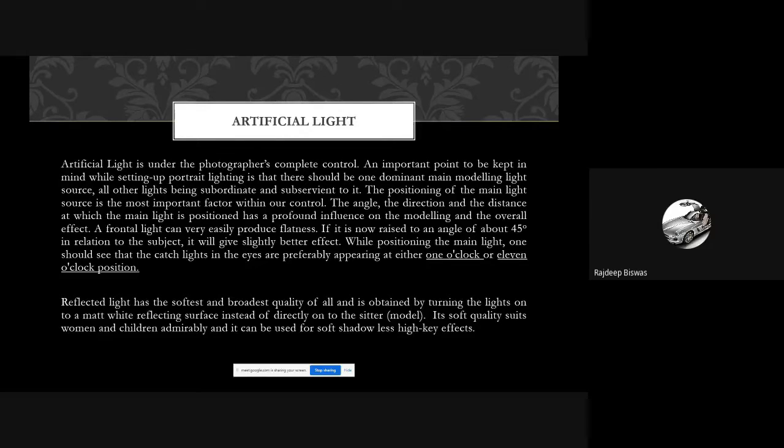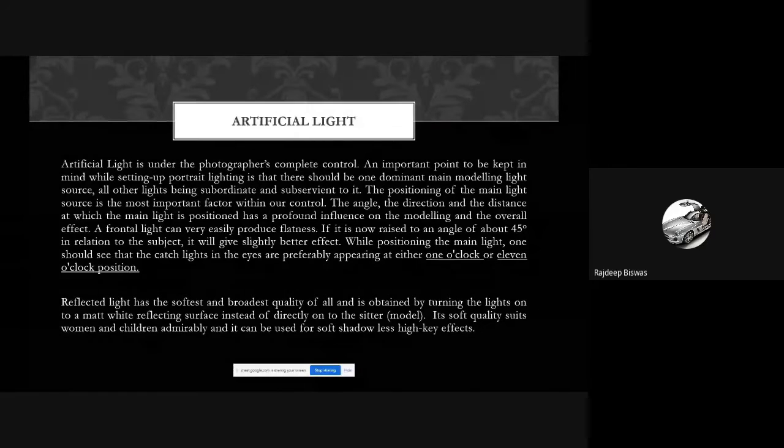Now, I'm coming to artificial light. Artificial light is always, as you know, if you have had any experience with this, under the photographer's control. An important point to be kept in mind while setting up portrait lighting is that there should be one dominant main light. All the other lights are subordinate or subservient to it. Let me explain what I just read.